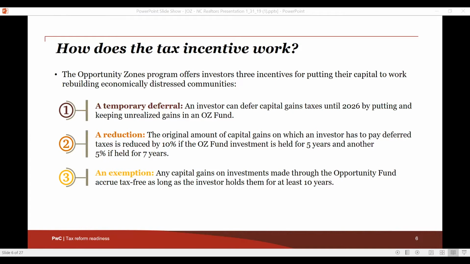This is important. In order to take advantage of this program, the first step is identifying a capital gain that can be invested in an Opportunity Zone fund. We will get into what a fund is.